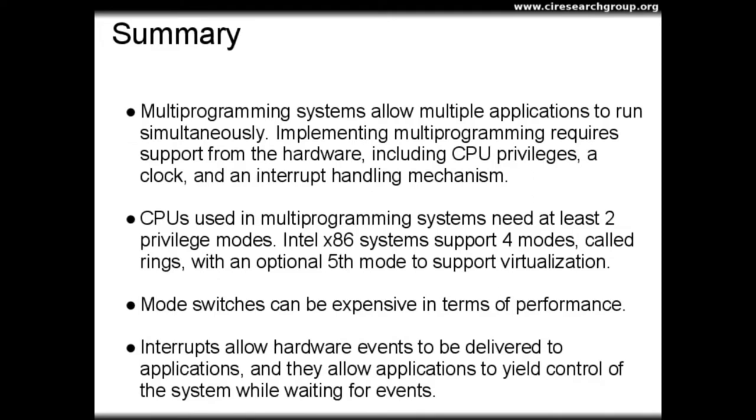The CPUs used in multiprogramming systems need to have at least two privilege modes. Intel x86 systems support 4 or 5 modes depending on the processor. Mode switches can be expensive in terms of performance, so we don't want to do them more than necessary. And interrupts enable hardware events to be delivered to applications, and they allow applications to yield control of the system while waiting for events or waiting for services.